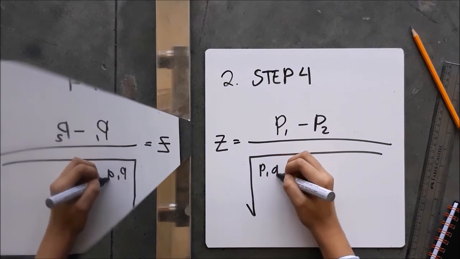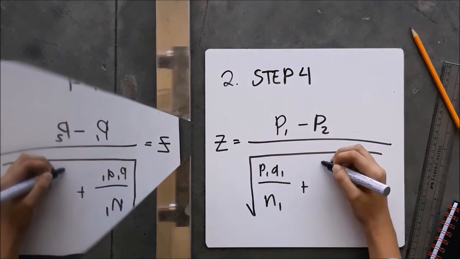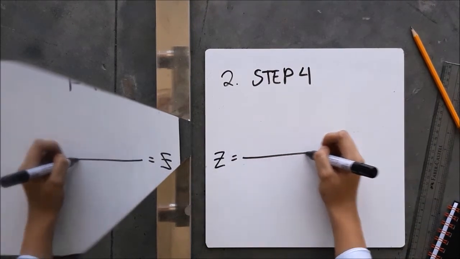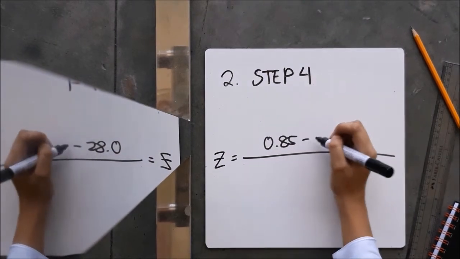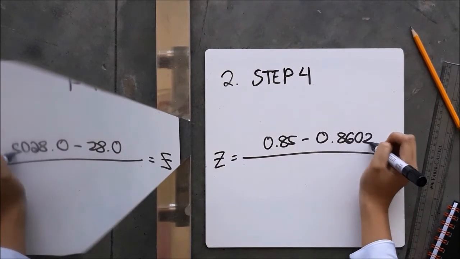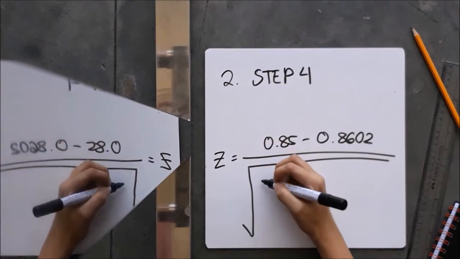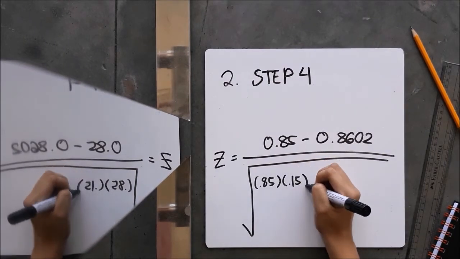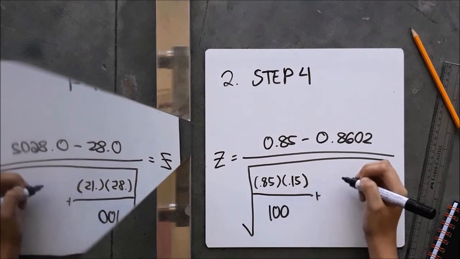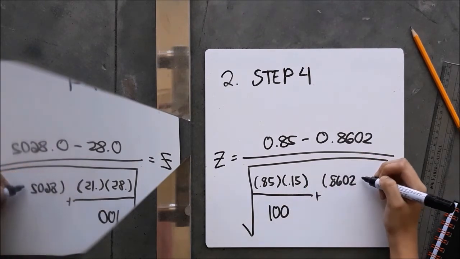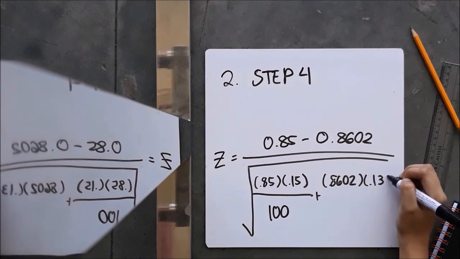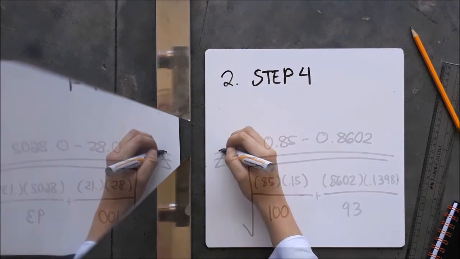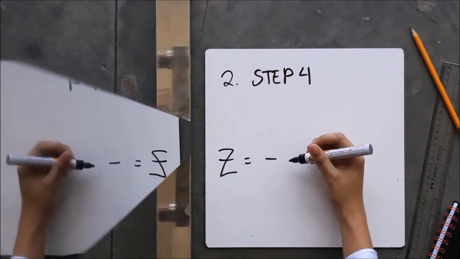Step 4 is to solve. Using the formula z is equal to p1 minus p2 all over square root of p1 q1 over n1 plus p2 q2 over n2, substitute the values that you have. Your solution will now be z is equal to 0.85 minus 0.8602 all over square root of 0.85 times 0.15 over 100 plus 0.8602 times 0.1398 over 93. Using your calculator, you will get an answer of negative 0.20.